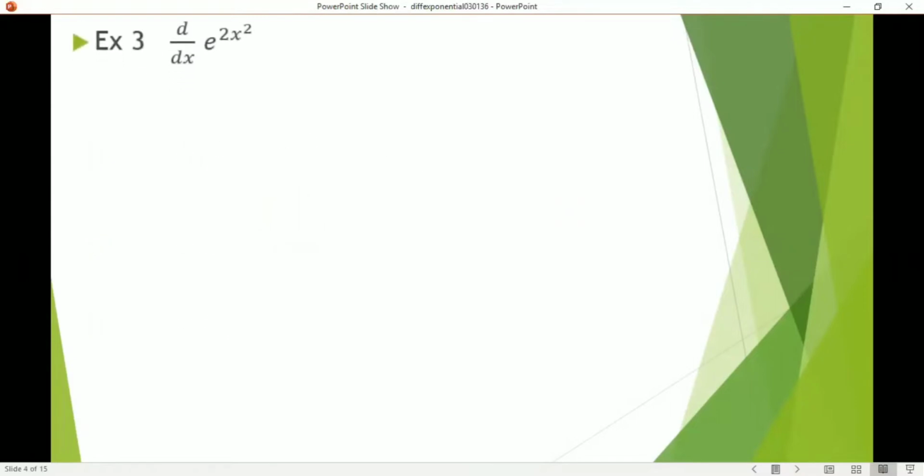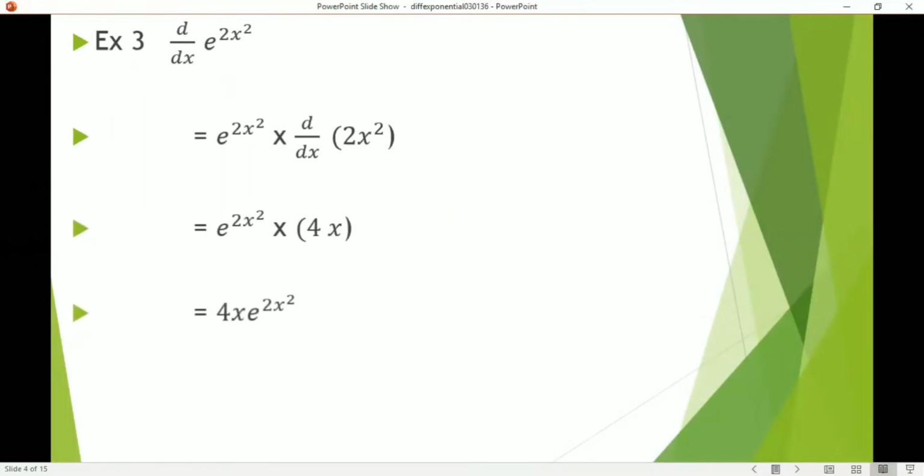Third example, derivative of e to the power of 2x squared. Here the power is 2x squared. The answer is e to the power of 2x squared multiplied by the derivative of the power, that is the derivative of 2x squared. So derivative of 2x squared is 4x. Final answer, 4x e to the power of 2x squared.